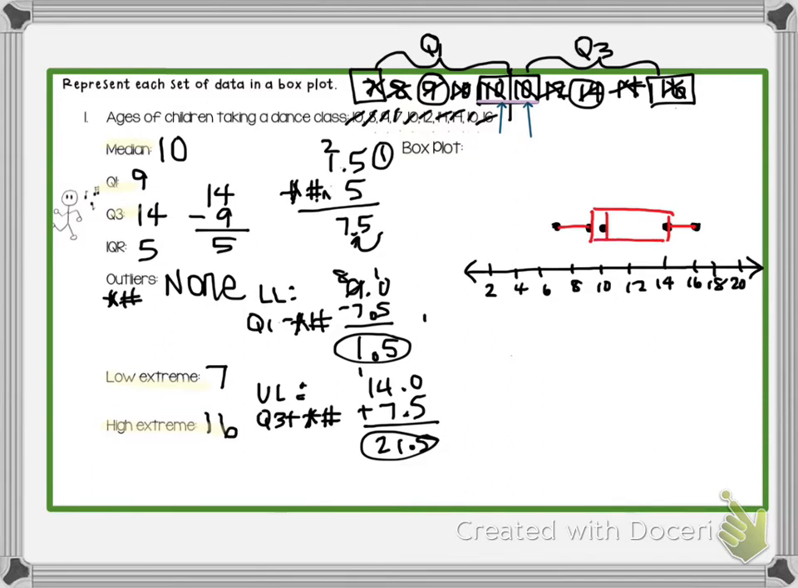Okay. And this is low extreme. Let's label it. This is Q1. This line is median. This is Q3, and this is upper extreme. Okay, you also need to label your box plot graph, and this is talking about ages of children taking dance class. So let's label it ages of children.